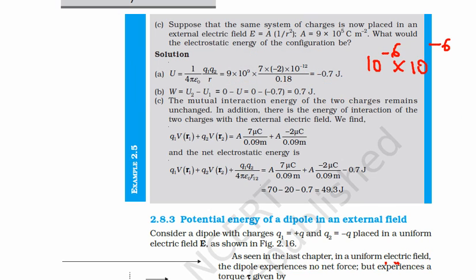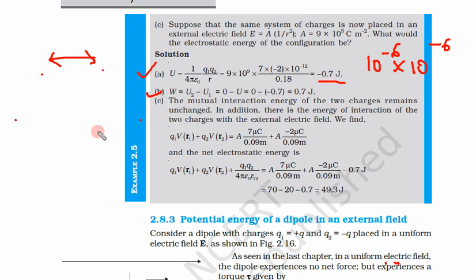Now as I said, since one charge is positive and another charge is negative, they are attracting towards each other, hence this energy is negative. If you give them this much energy, they will be separated out. So the first thing is done. Now the second thing, work done in separating them. So U2, we have to take them to infinity.